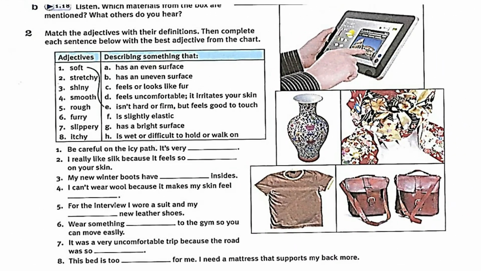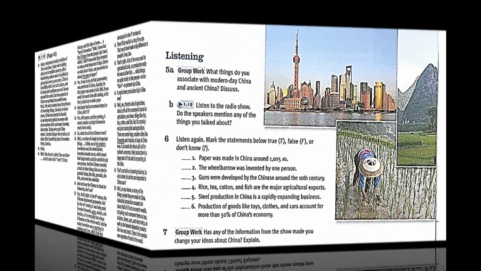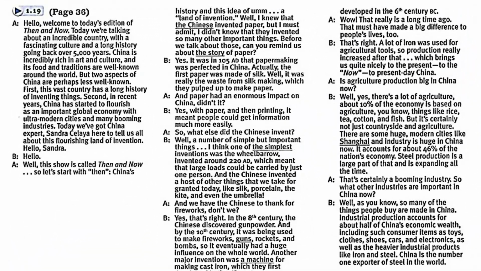After you listen to the audio material, now you can do exercise 2: match the adjectives with their definitions. Then complete each sentence below with the best adjective from the chart. Now we are going to see how the articles are used in context. Let's listen to the radio show and see how the articles are used in context. In exercise 6, listen to the audio material and then mark the statements true, false, or don't know. Unit 3, page 36, track 19.